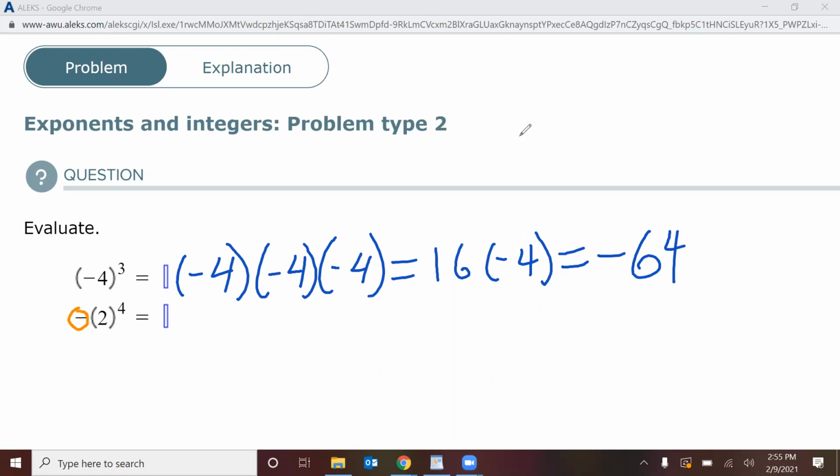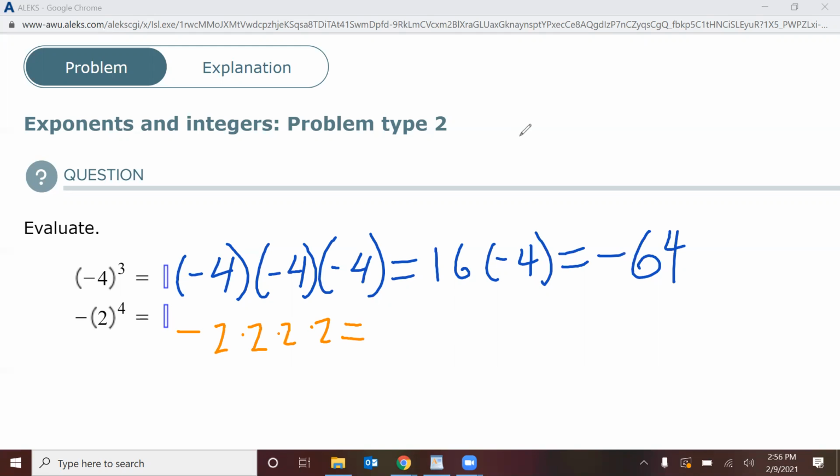notice that the negative sign is not inside the parentheses. Therefore, it is not affected by the exponent. So it will be 2 times 2 times 2 times 2 with the negative sign out in front. Because the negative sign is not inside the parentheses, it's not going to be negative 2 times negative 2 times negative 2.